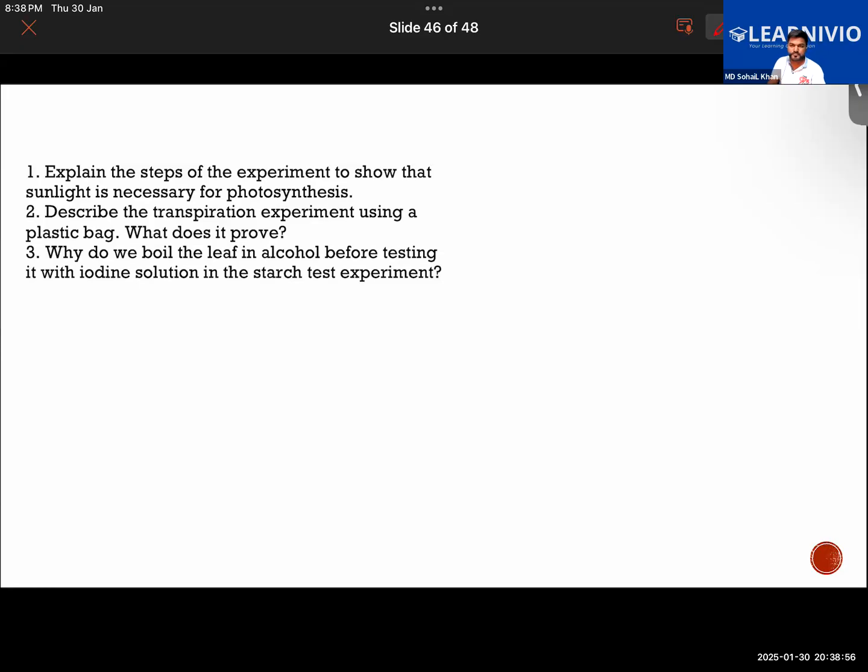Sir, we have to take a plant which is very healthy, which has a good branch with lots of leaves, and take a plastic bag and wrap it around the branch. Then after 1 to 2 hours, check it. Then there will be droplets of water coming. So you are explaining about the transpiration then.